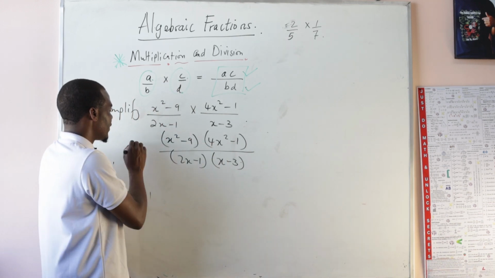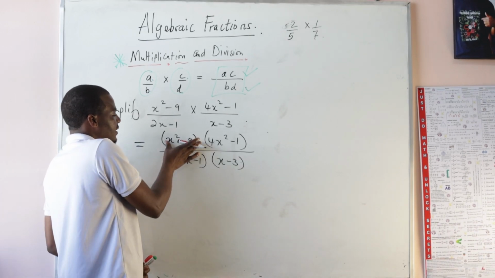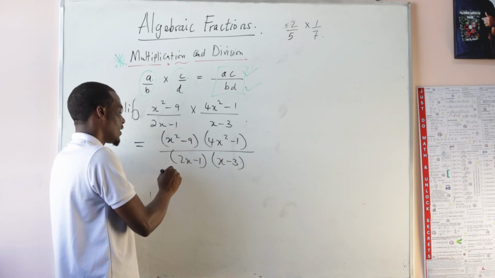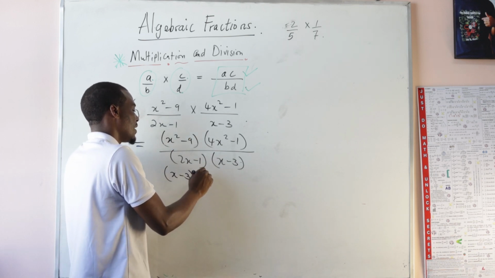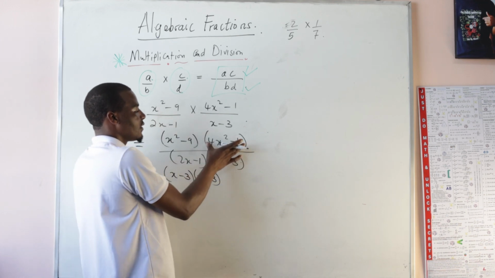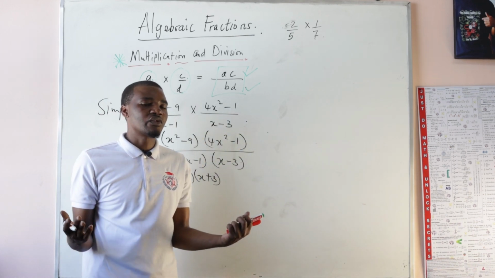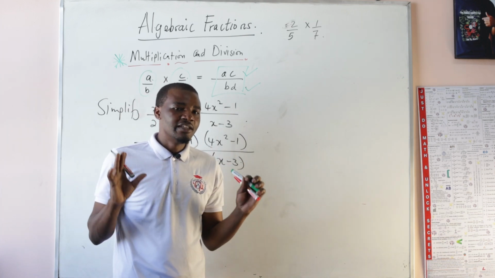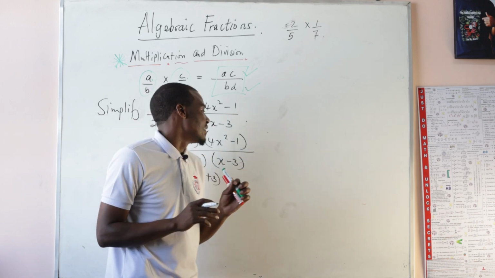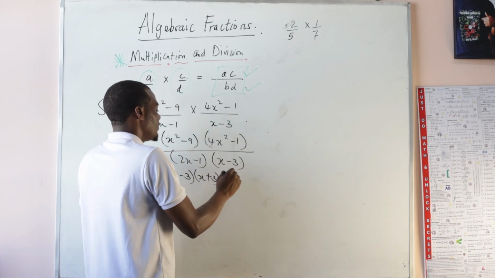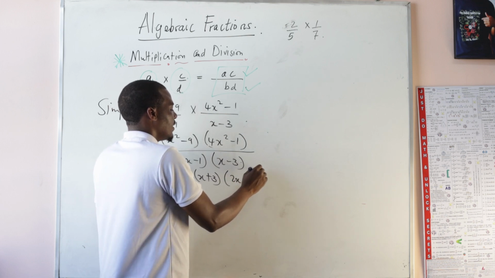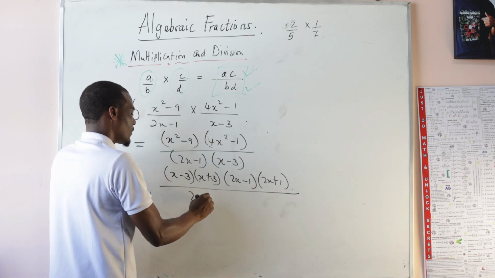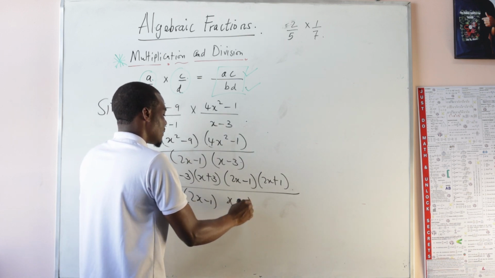Why? Because if you take a look here, x squared minus 9 is a difference of two squares, which can be factored as x minus 3 times x plus 3. If you take a closer look at 4x squared minus 1, again, it's a difference of two squares. To those who've been following my videos very well, we have another video whereby we have covered the whole chapter on factorization. So yes, this is a difference of two squares, which can be written as 2x minus 1 and 2x plus 1. All over here we've got 2x minus 1, here we've got x minus 3.